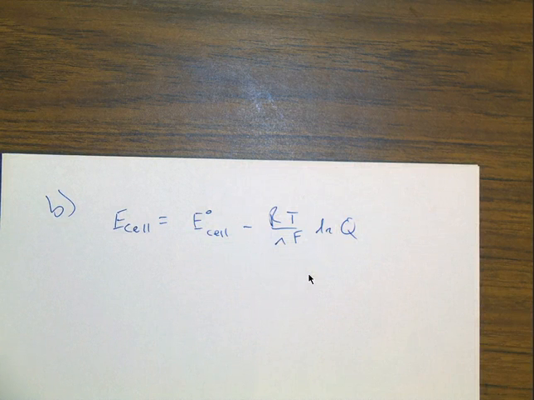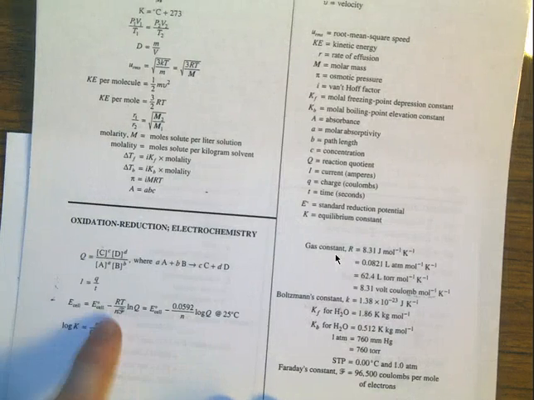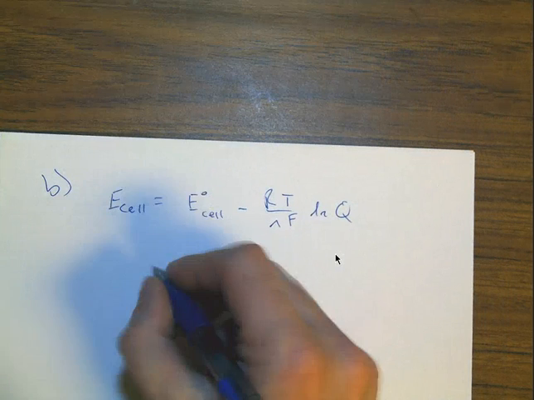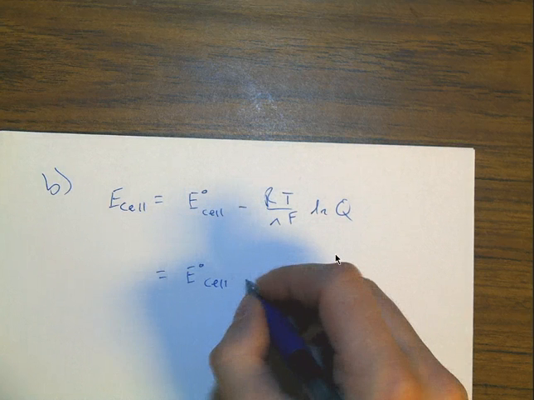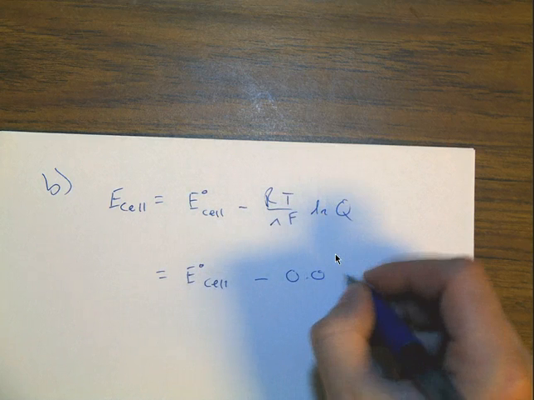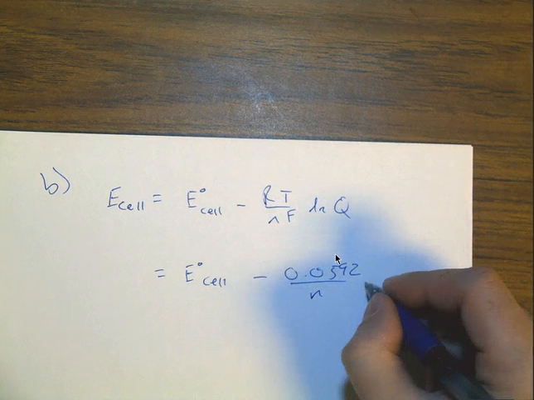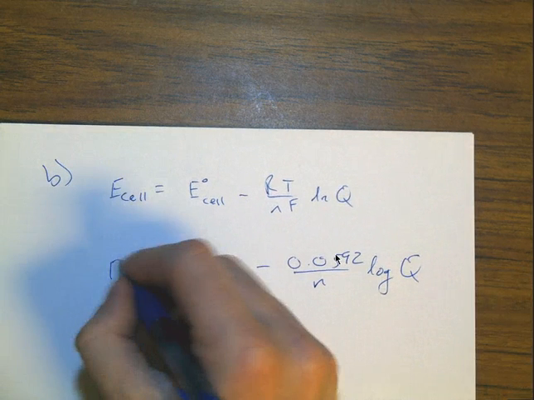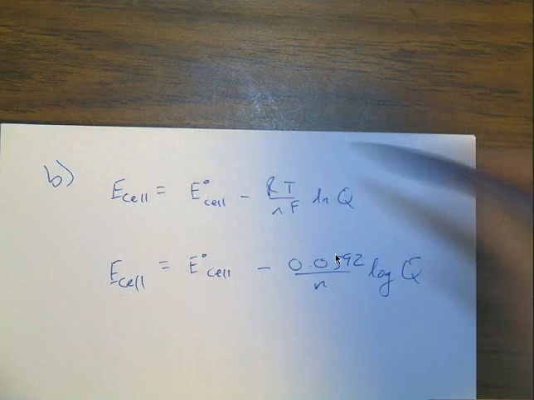There is another way to write it out, a way that I actually prefer, that is here, so you don't have to plug in your R or your F. It's kind of a pain to plug in R and F. So instead, you could also have written it out as E cell equals E naught cell minus 0.0592 over n log of Q. And that's what we're going to use, because then I don't have to plug in my F, my R, or my T.